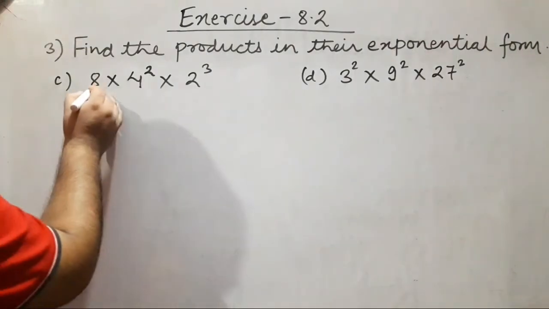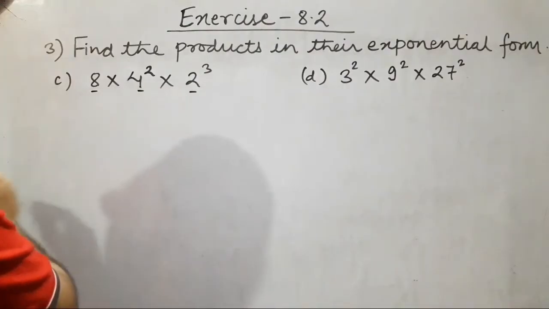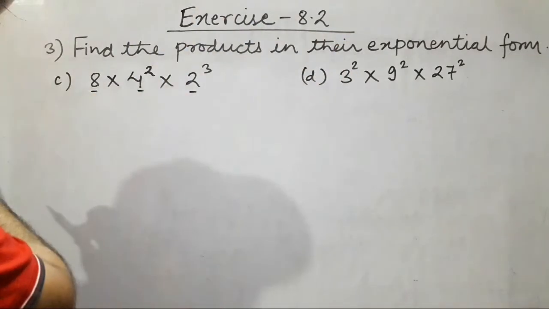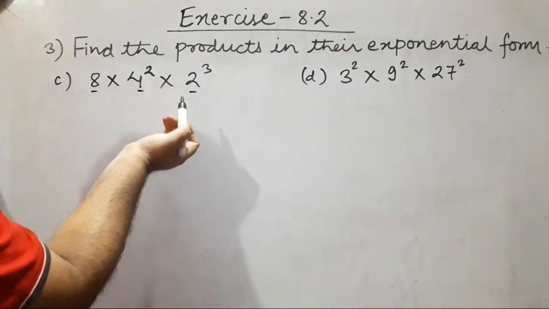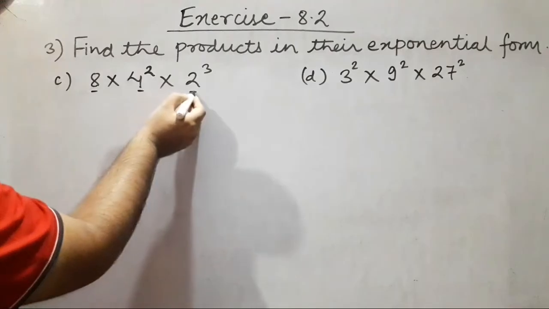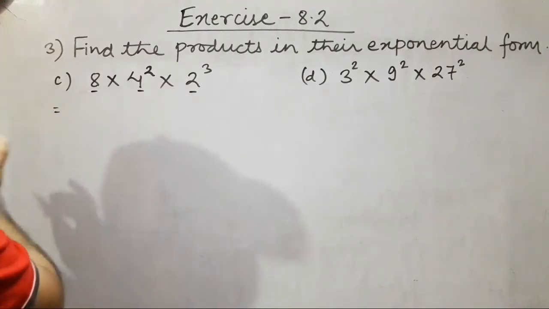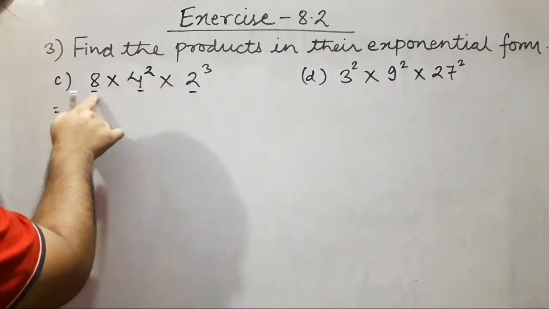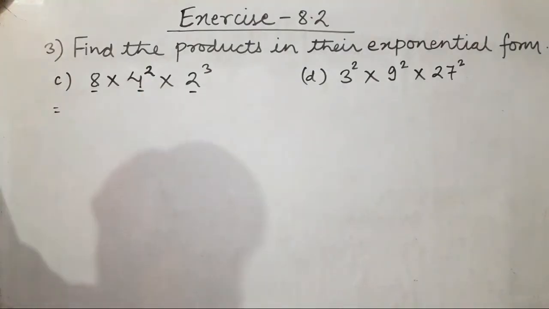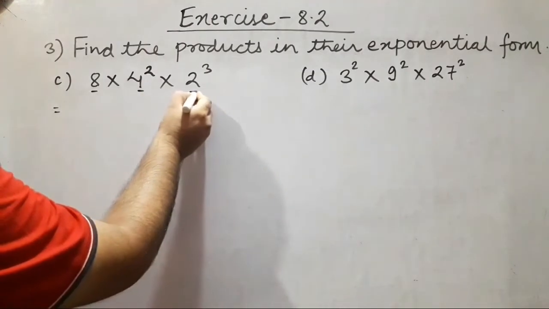Here we can see that the bases are different. So we cannot add the power directly. And we have to change it in the exponential form. To change it in the exponential form, we have to add the power. But since the bases are different, we cannot add the power. Now our main thing is to make these three bases the same base. Let's see which one is the least base. The smallest base is 2.